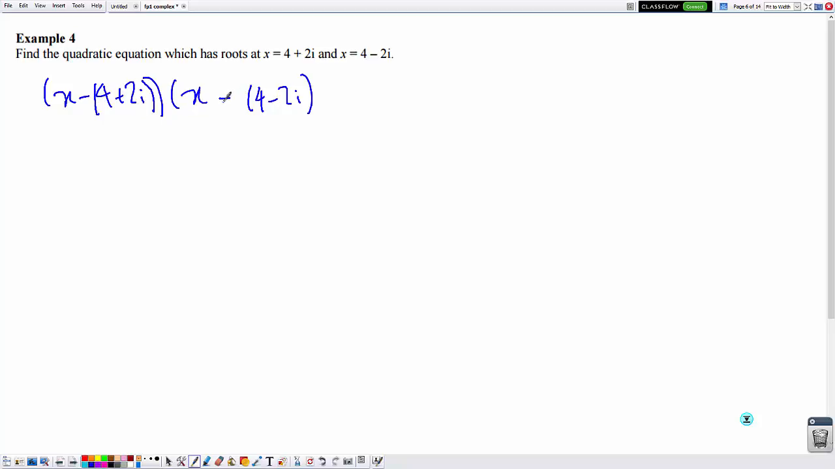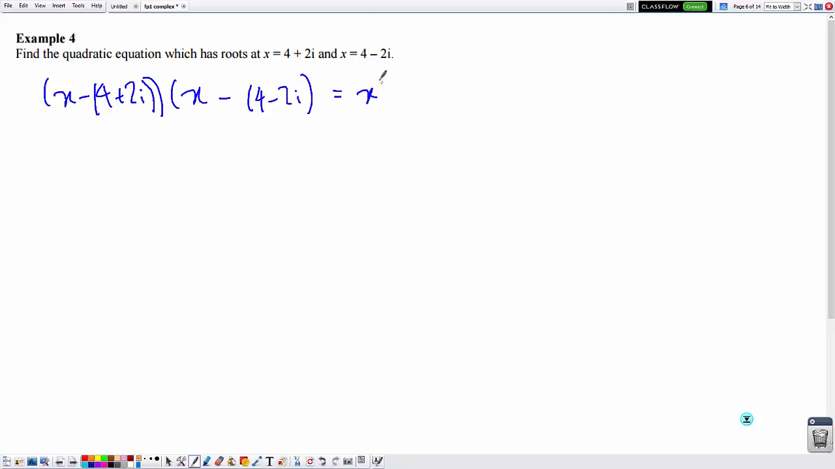So it'd be x minus 4 plus 2i. Just minus 4. All right, so a quick check. You can't use completing the square. You can't use the difference of two squares because this would be minus 4 minus 2i. It's still minus 4 plus 2i. You can't do this. So we just need to multiply this out. So what does this give us?